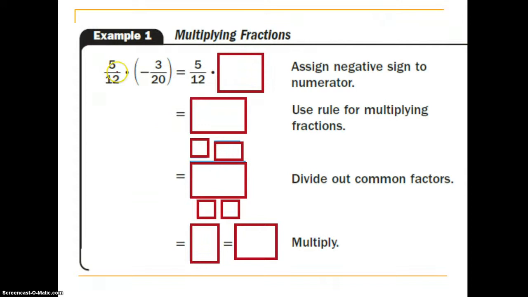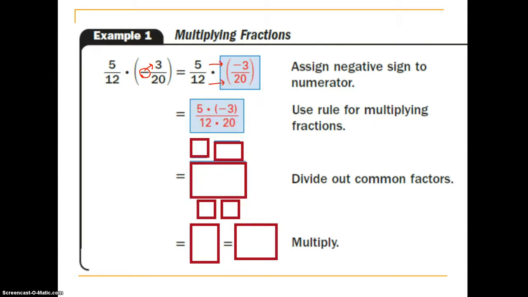In example 1, let's assign the negative to the numerator. So now it's negative 3/20. Multiply the numerators together and multiply the denominators together. There's two things you can do at this point. You could just solve and actually multiply them together, but then you'll have to simplify later. Otherwise, you can divide out common factors.